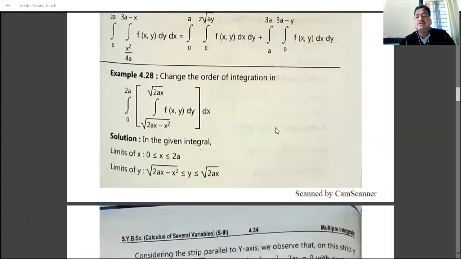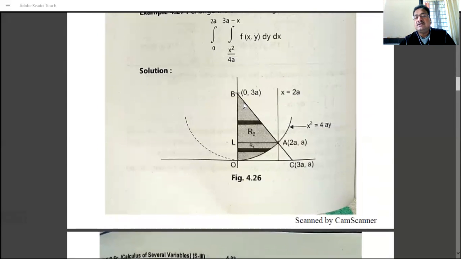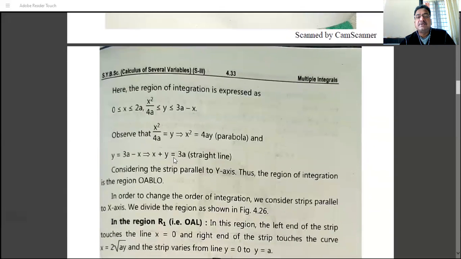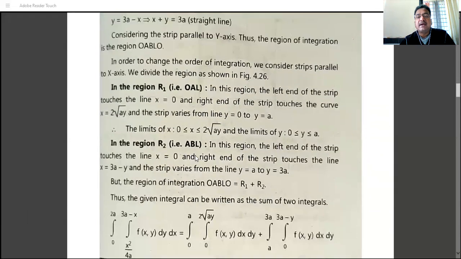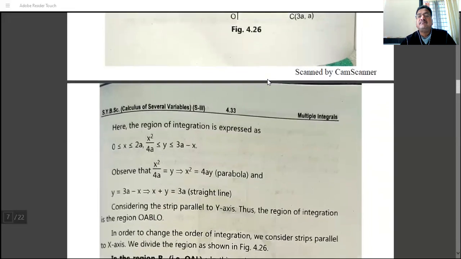So x is equal to 0 is the lower limit, and the upper limit is where the other end of the strip touches the line. What is the equation of this line? This is the equation of the line x plus y is equal to 3a. And so x is what? 3a minus y. So x is equal to 3a minus y is the upper limit. And now the limit of y.